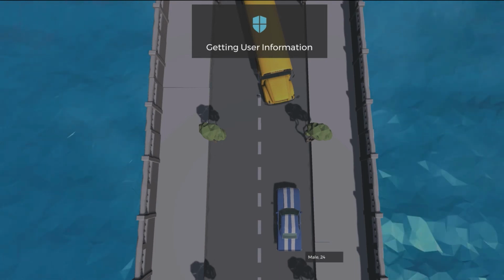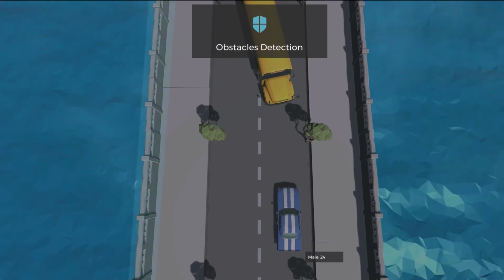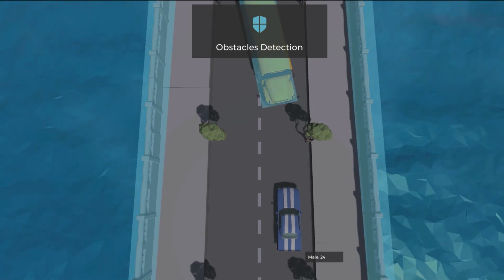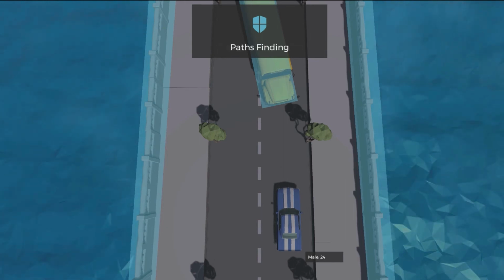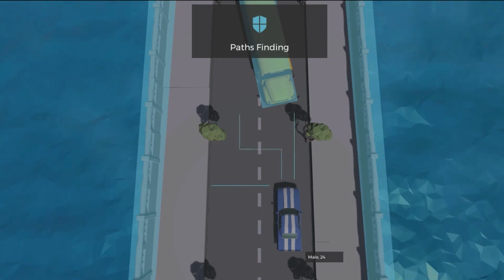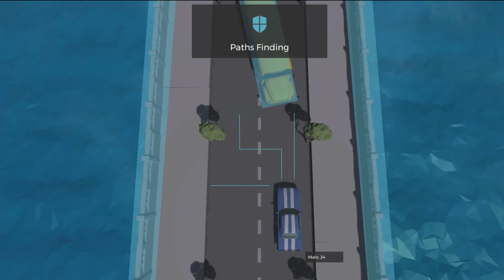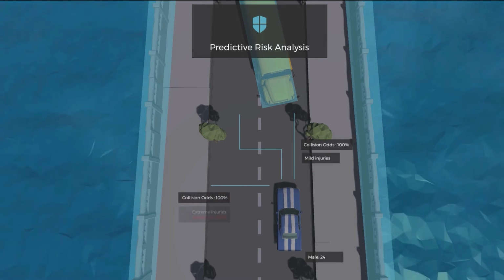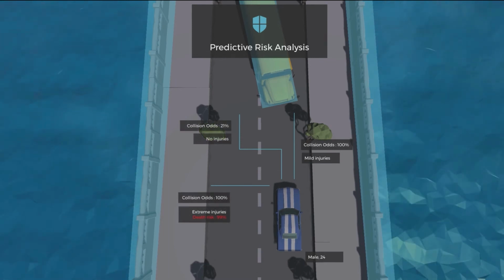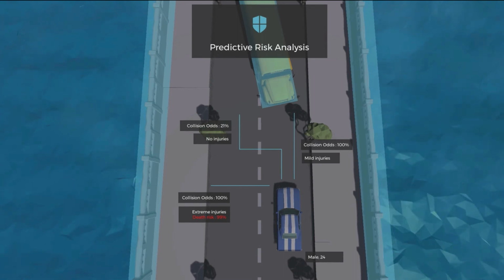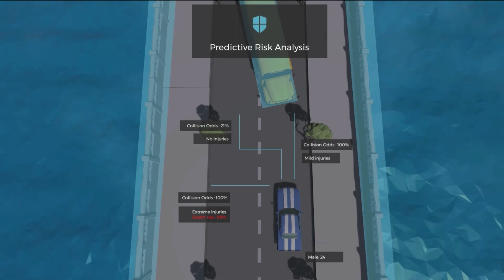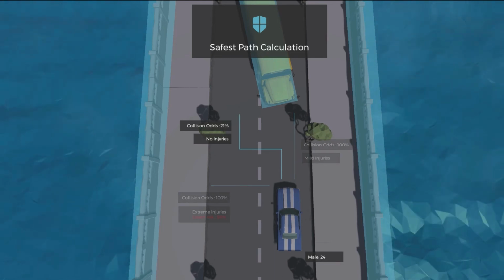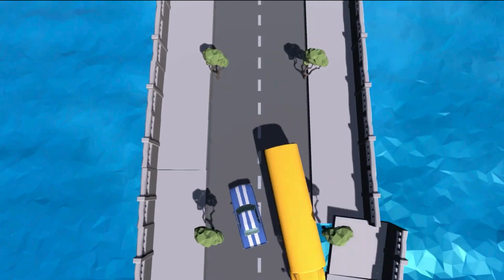It gets the user information this time, a bit different than last time. It detects obstacles as before. We get a similar selection of paths, a similar risk analysis, and finally, a really different result.